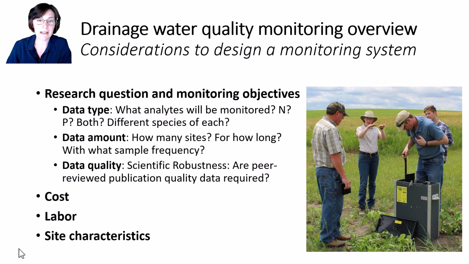Lastly, it's important to clearly define the desired quality of your data. Are you monitoring to provide a farmer decision-making information for a specific field in a specific year? Are you collecting data that you intend to eventually publish in a peer-reviewed journal? That required data quality impacts how you design the monitoring system.